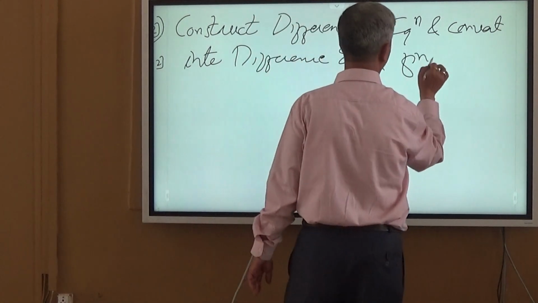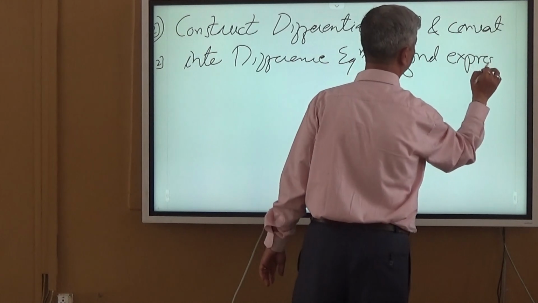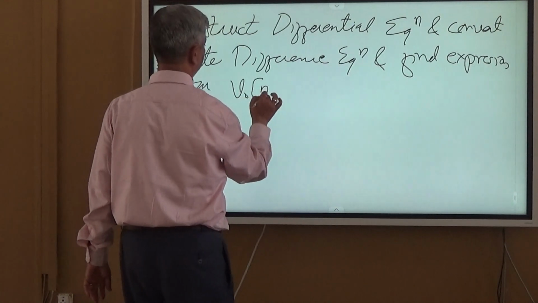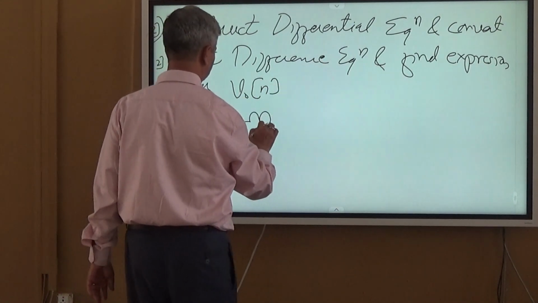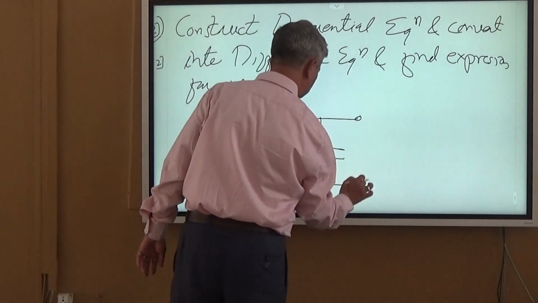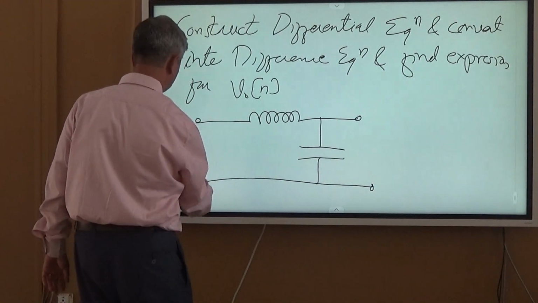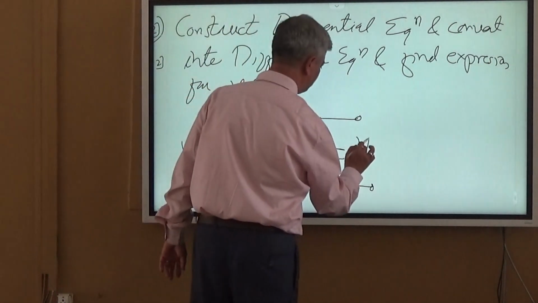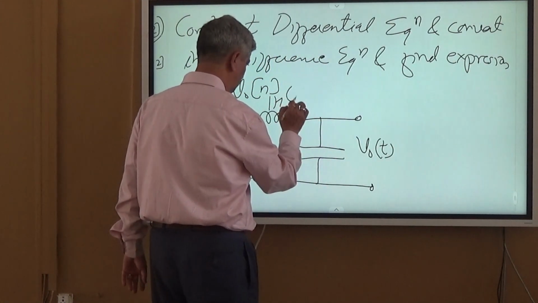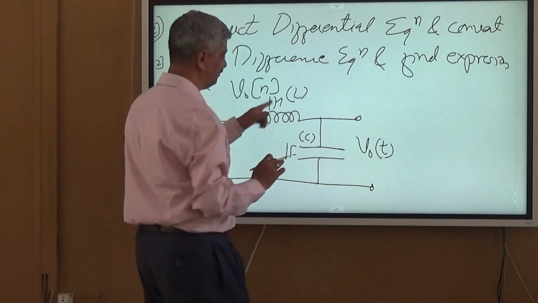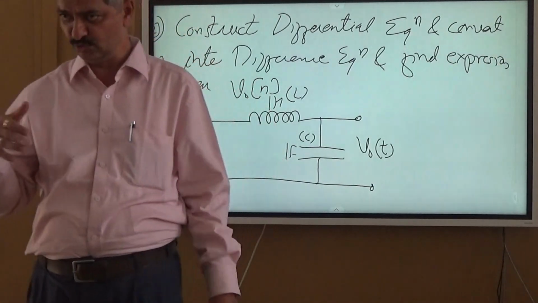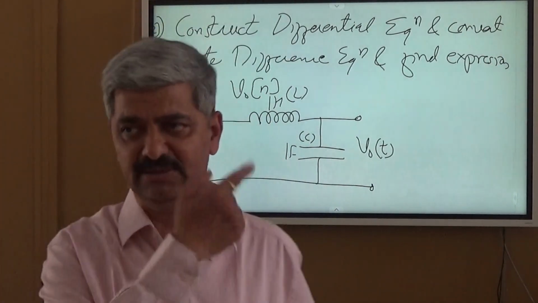and find the expression for VON. The circuit is simple. One Henry, 1 farad. To be precise, it should be L and C, but you start with 1. It should be L and C actually. So we put a pause on the video. You solve. I will give a hint and then we will stop.